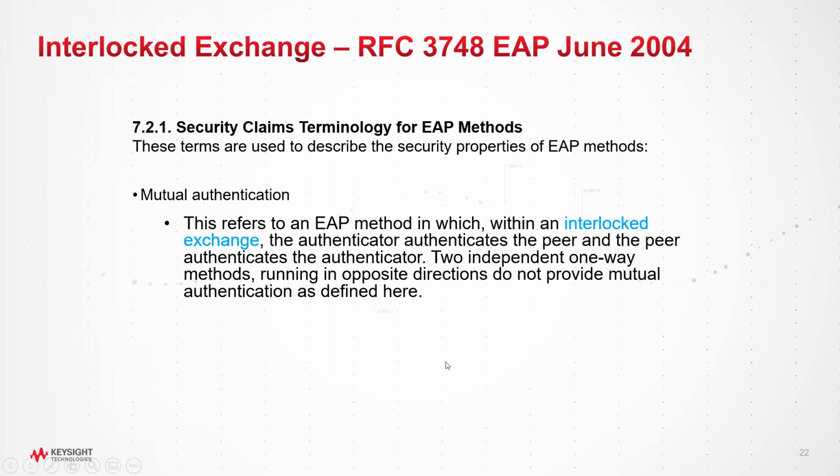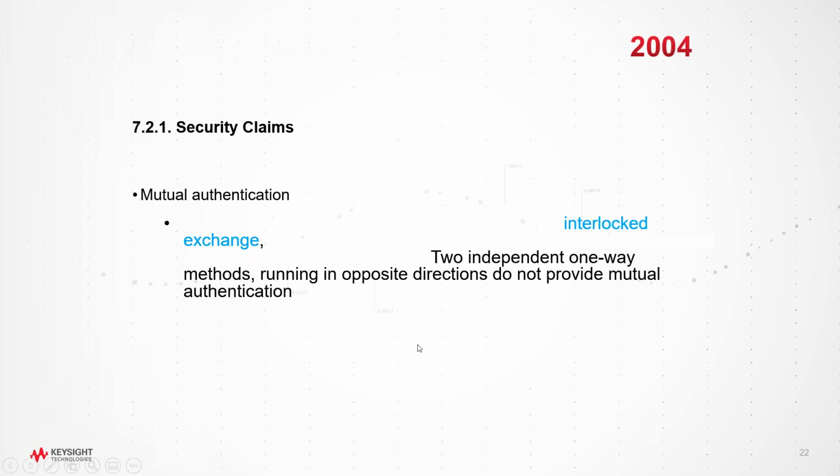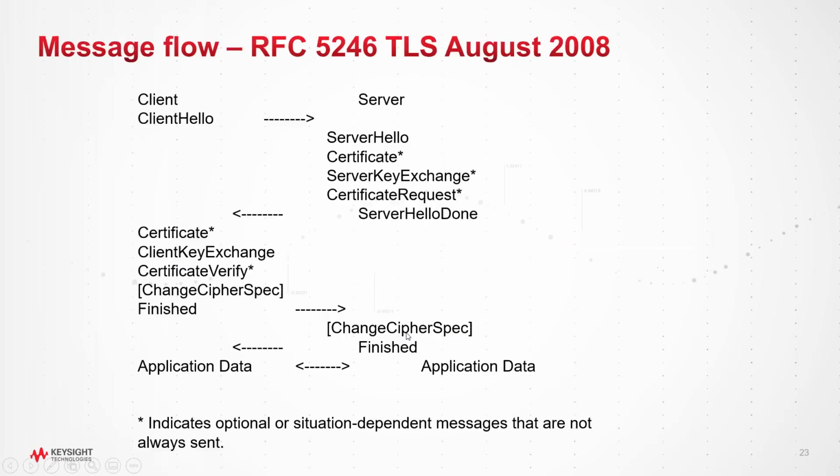I don't want to bog you down with all the words here, so we're going to zoom in to some very specifics. In this RFC from 2004, when it refers to mutual authentication, it talks about an interlocked exchange. It specifically states that two independent one-way methods running in opposite directions do not provide mutual authentication. So that's what we just showed: authentication in one direction, server trusting the device, device trusting the server, two independent one-way methods running in opposite directions. So now we're saying that alone does not provide mutual authentication.